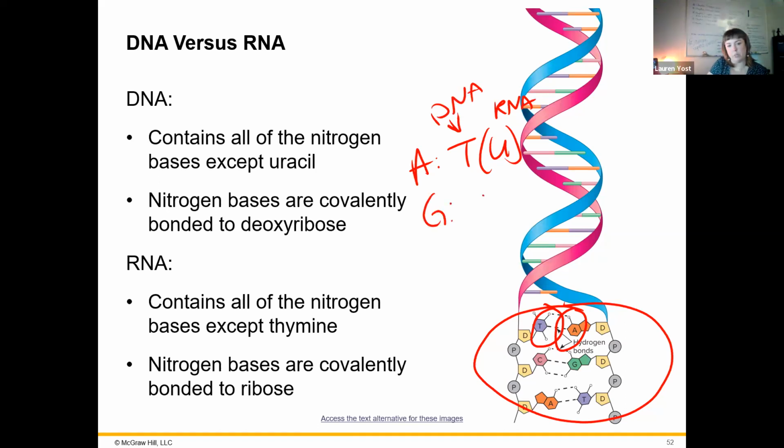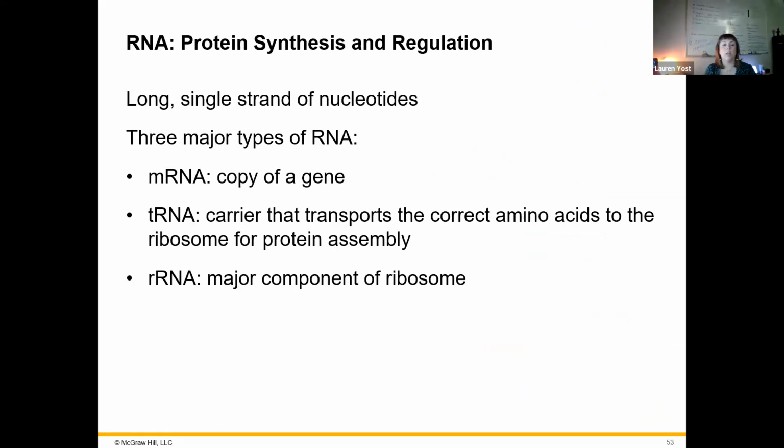And G always bonds with C across when we're having this. So this is their little matchup across their little helix. We'll talk about that again more in the genetics chapter.